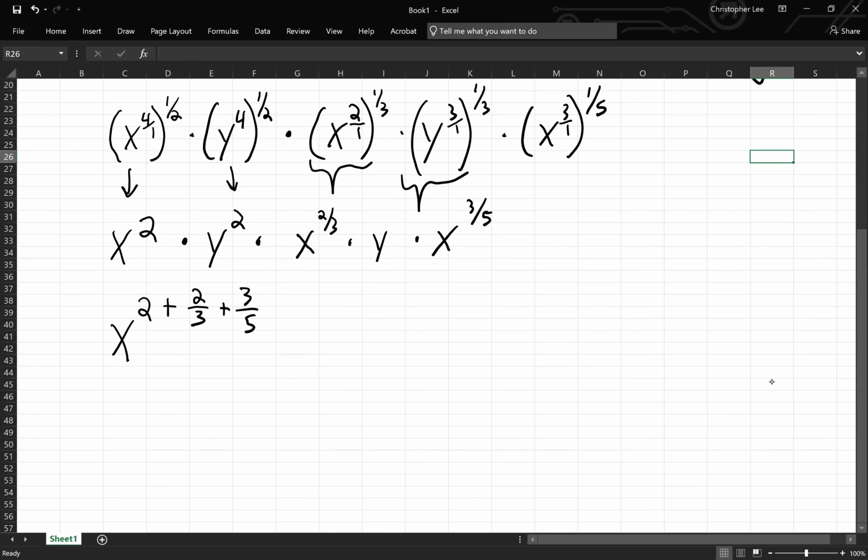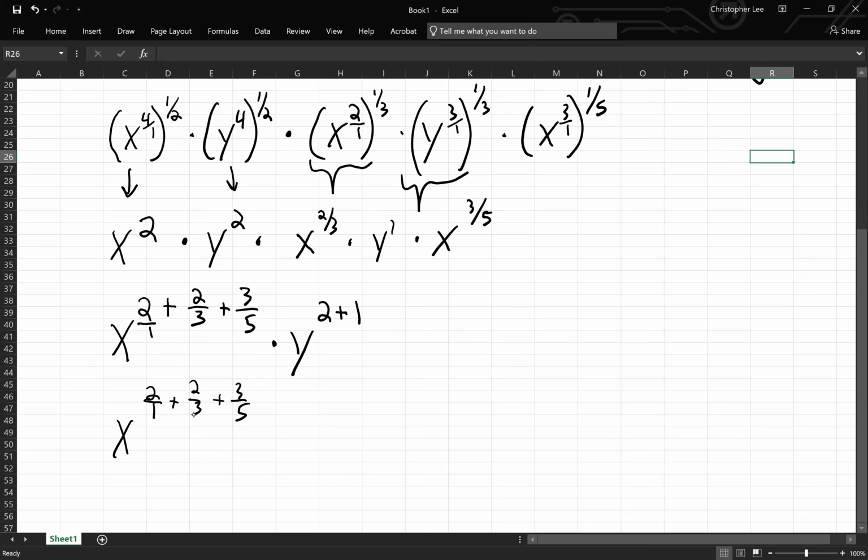So I'm just adding the exponents, right? For the x's. For the y's, I'm going to do the same, actually, right? So this is just going to be y to the second plus the first, right? Because there's an imaginary 1 right here. Does that make sense, everybody? And then after that, just a little bit of math, right? So it's like 2/1. So x to the 2/1 plus 2/3 plus 3/5.